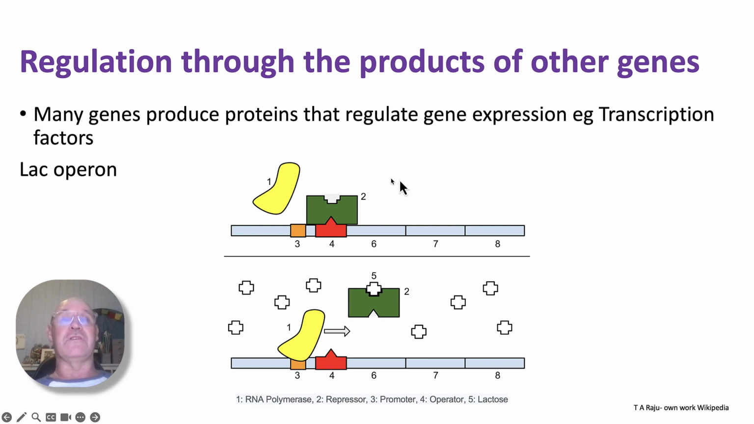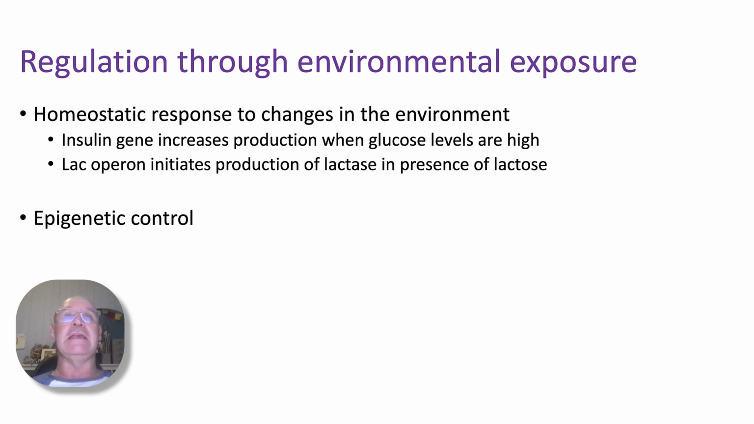So we have regulatory genes that produce a functional gene product that controls the transcription or the expression of another gene. So the example of the lac operon is an example of where there's environmental exposure that influences the expression of the genes. And another one is the insulin gene, that when glucose levels are high, more insulin is produced. So we can use gene regulation to control homeostatic response to changes in the environment.